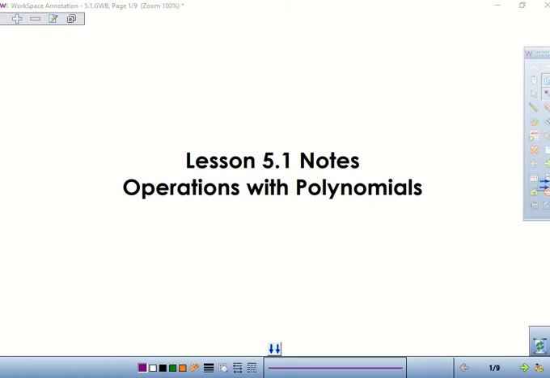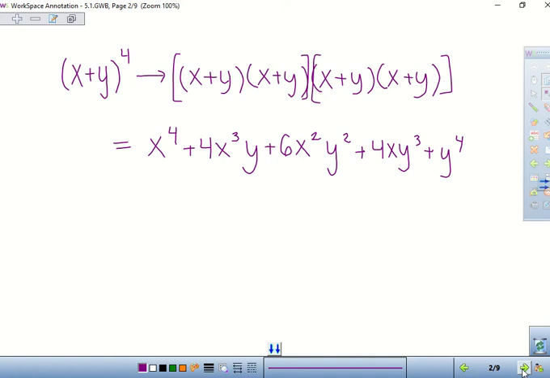Okay, so today we're going to be doing 5.1, which is operations with polynomials. So the very first question that you have on your notes is, can you guys stop throwing those, because you never pick them up, and then I got to pick them up.